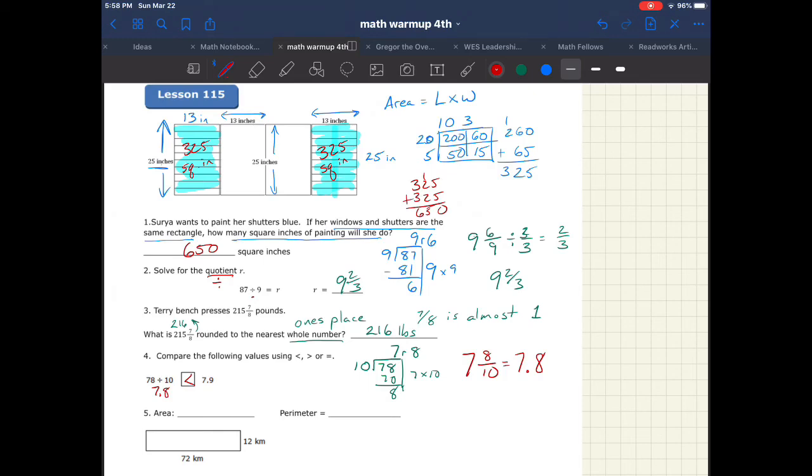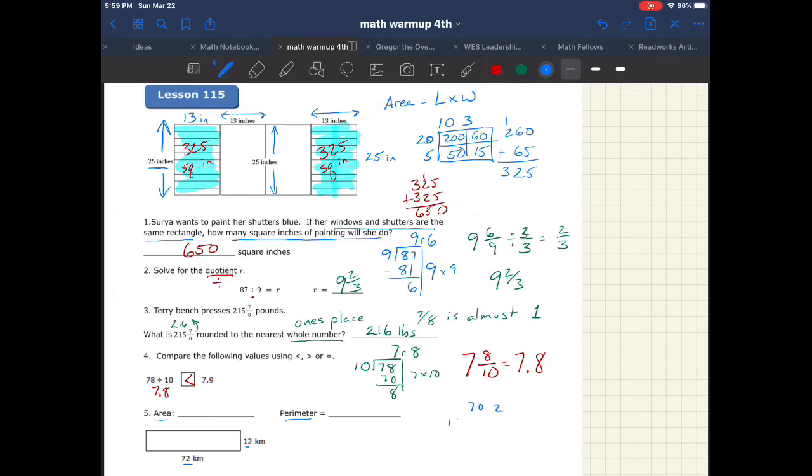Okay, we are coming up on the last one. Number 5, we are just finding area and perimeter. Up on number 1, we talked about area being length times width. We want to know how many squares are in there. We've got a length of 72, a width of 12. So we need to do 12 times 72. Let's see, I'll find some space over here.